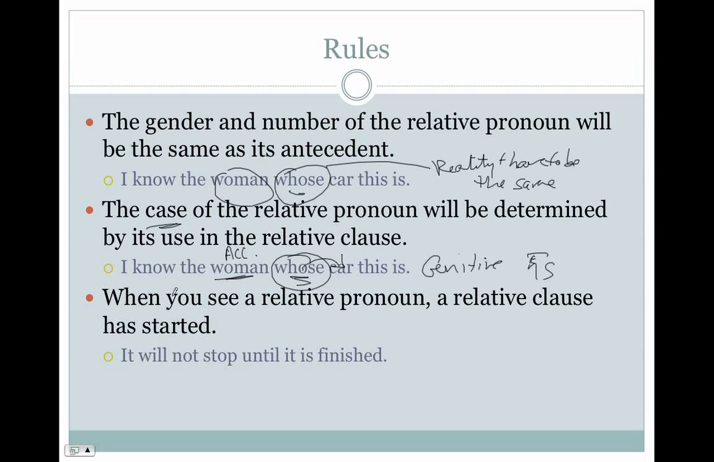Now the final rule is when you see a relative pronoun, a relative clause has started. So use the relative pronoun as a marker. Sometimes you have to jump back. You have to say, oh, well, there's actually a preposition like en ho, in which. But once you see this relative clause, you know you're in a relative clause, whether there's a pronoun or not, or whether a preposition or not, and then continue on until you get a complete idea. It will not stop until it's finished, and by finished, it's a complete idea. So let's look at some examples.